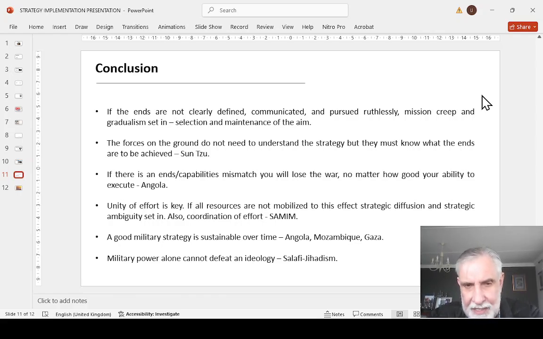And then the last point, that's probably one of the most important points that I'd like to leave here, is that military power alone cannot defeat an ideology, especially not a radical one like Salafi jihadism. Only an ideology, a better ideology, can defeat an ideology.